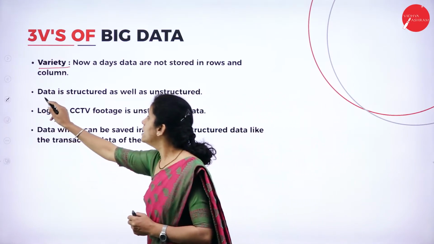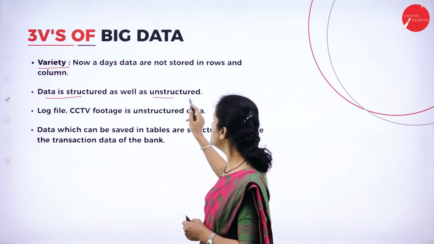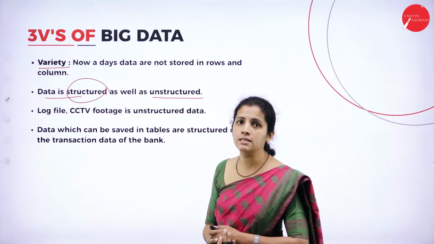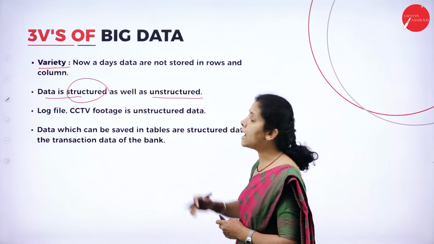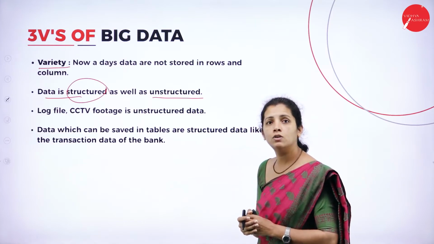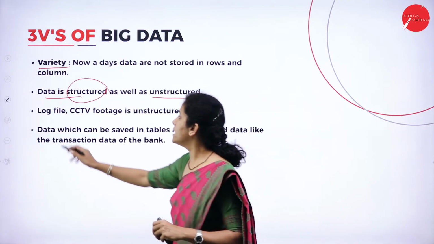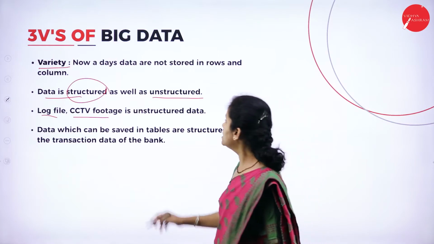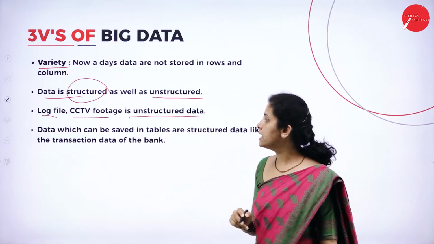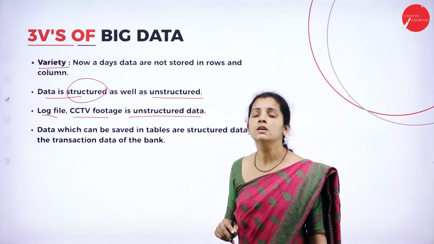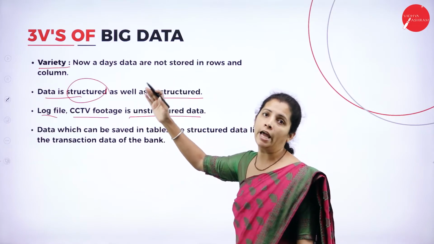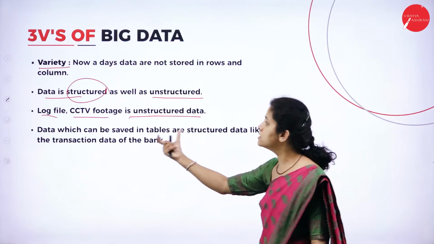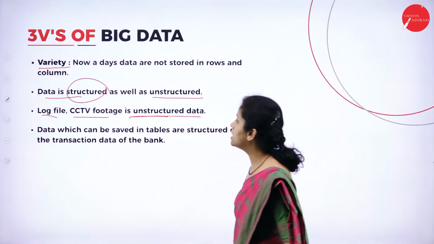semi-structured. So here data is structured as well as semi-structured. That means data are organized or arranged in the form of tables, that means rows and columns, whereas unstructured means data are not arranged in some format. Example, if I consider log file, CCTV footage, these are examples of unstructured data. The log file information is not arranged, and even the CCTV footage is not organized.